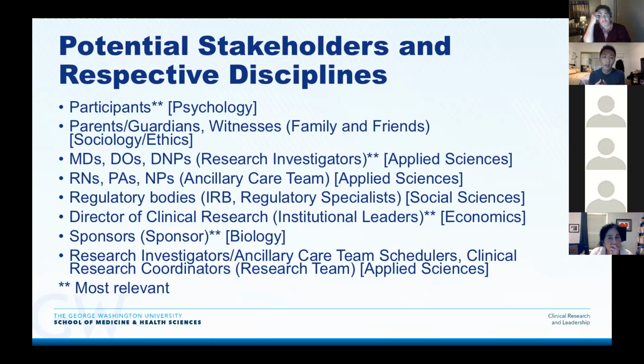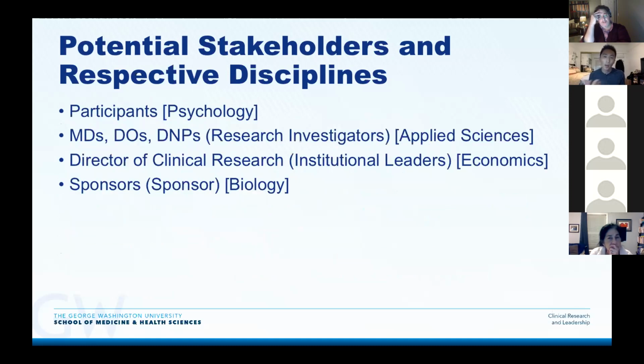So taking a finite approach and trying to find the most relevant disciplines, I parsed them out to be the participants, the research investigators, the institutional leaders or director of clinical research, and the sponsors, respectively with their disciplines: psychology, applied science, economics, and biology perspectives.